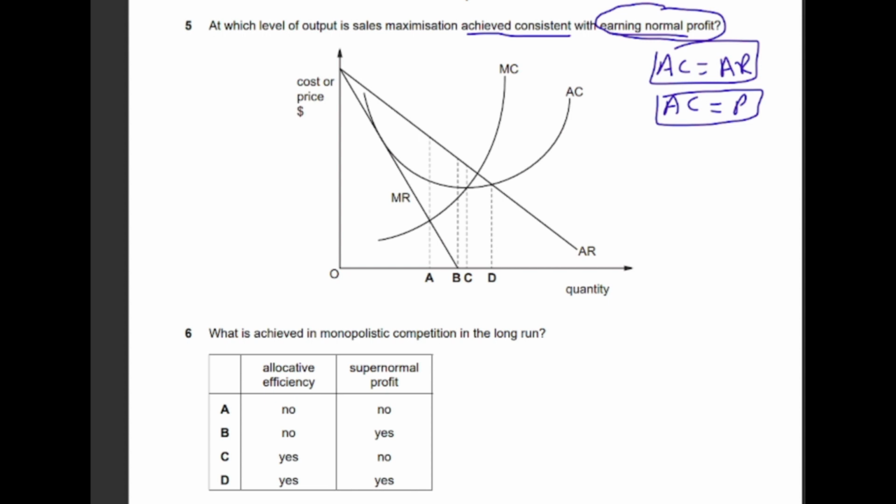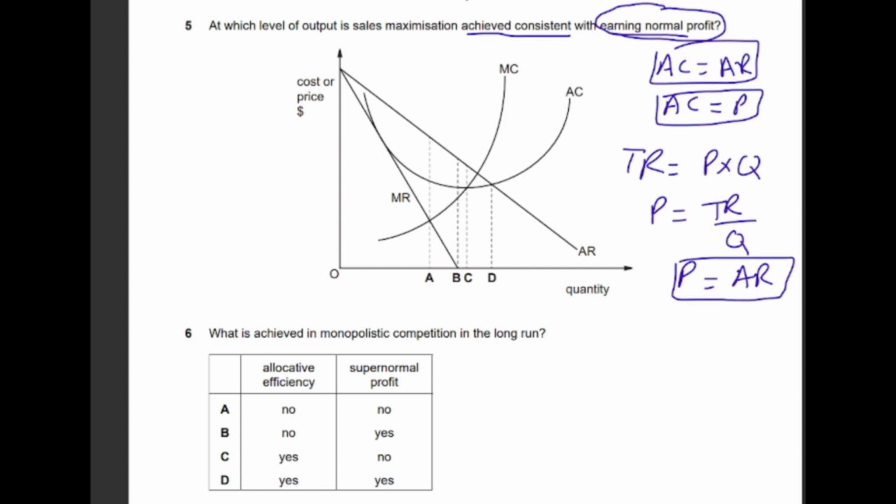And why is average revenue always equal to price? You can use the formula to find it as well. For example, total revenue, we have formula for total revenue. Total revenue is equal to price multiplied by quantity, right? So if we want to find out price, then price is equal to total revenue divided by quantity, and when we divide total revenue by quantity, that is also known as average revenue. So price is always equal to average revenue. So condition can be average cost is equal to average revenue or average cost is equal to price. So for question number 5, D will be the answer if we satisfy this condition of normal profit. So average cost is equal to average revenue at this point. So option D will be the correct answer.